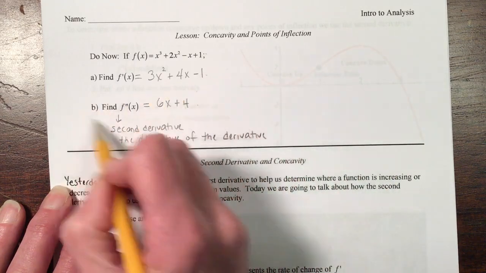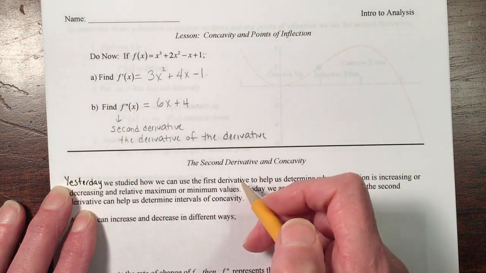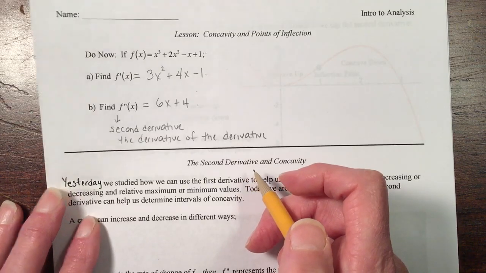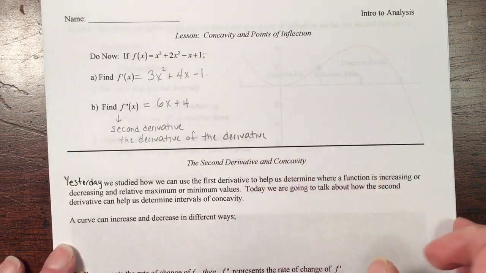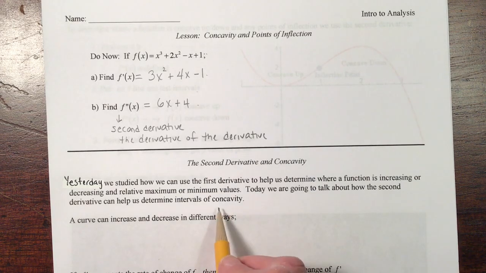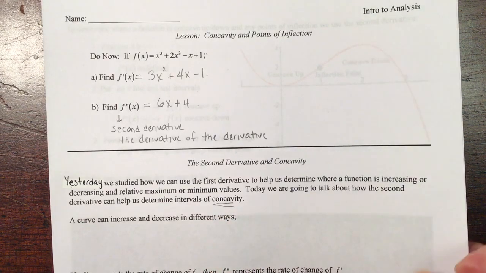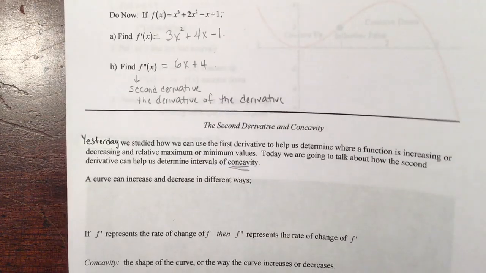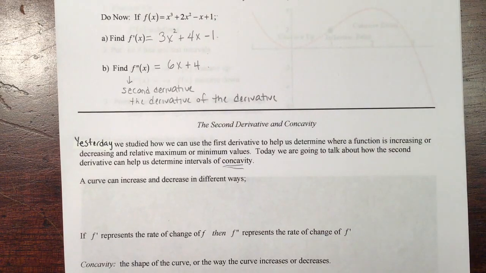We're pretty much going to be focusing on our second derivative today and what it can tell us about the shape of a curve. Yesterday we studied how we can use the first derivative to help us determine where a function is increasing or decreasing, and whether or not it has any relative maximum or minimum values. Today we're going to talk about how the second derivative can help us determine intervals of what we call concavity.